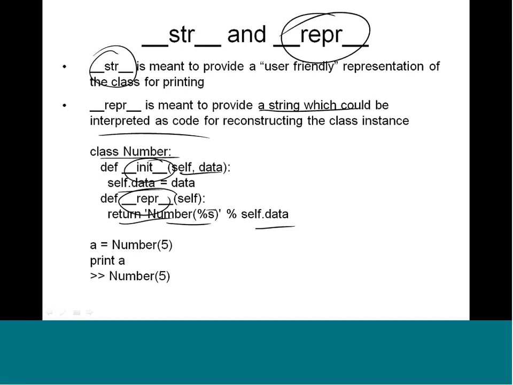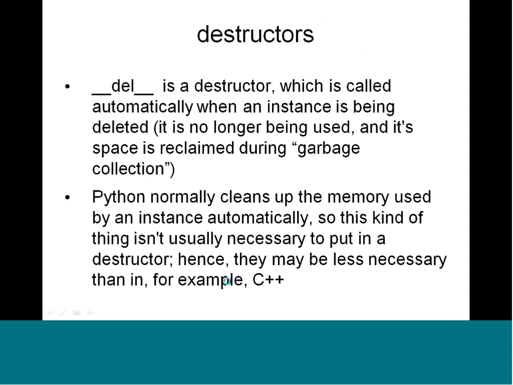So now when you see this REPR, essentially that string is interpreted as code. So here when we say this, that is interpreted as code. So we say A equal to Number 5, and then we say print A, and then finally the output is Number 5.